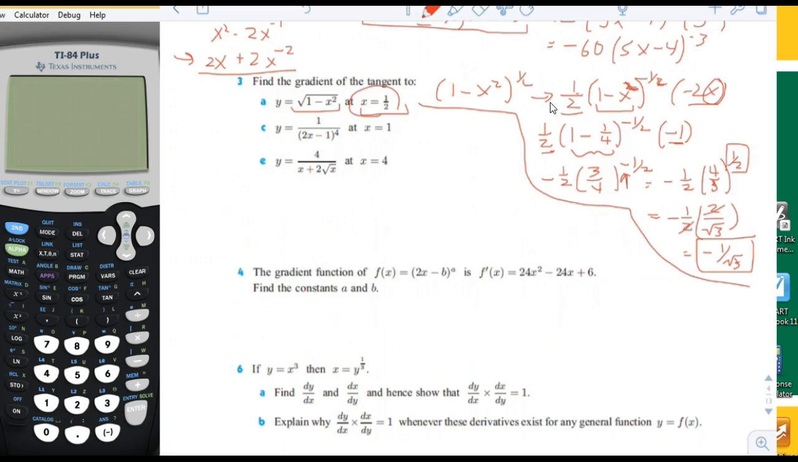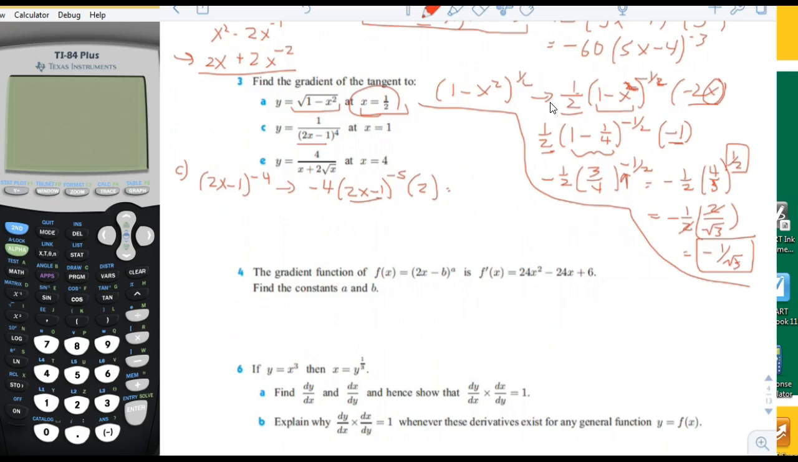Okay, what about C? So first I'm going to take the derivative of that. I'm going to work down here. For C, the first thing I'm going to do is rewrite it so that it's all in the numerator. And then I'm going to use the power rule and the chain rule. So it's going to be negative 4 times (2x minus 1) to the negative 5th. And then I'm going to multiply that times the derivative of the inside, which is 2, right? Because the derivative of 2x is 2 and the derivative of negative 1 is 0.